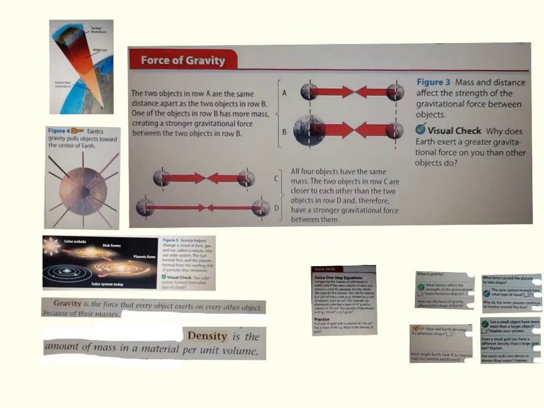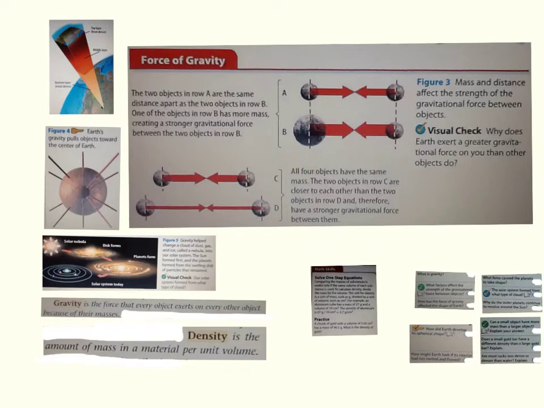The influence of gravity. Gravity is the force that every object exerts on every other object because of their masses. The force of gravity between two objects depends on the object's masses and the distance between them. The more mass either object has, or the closer together they are, the stronger the gravitational force. You can see an example of this in Figure 3. Okay, so Figure 3 is this one right here.